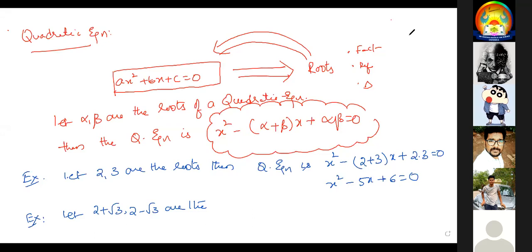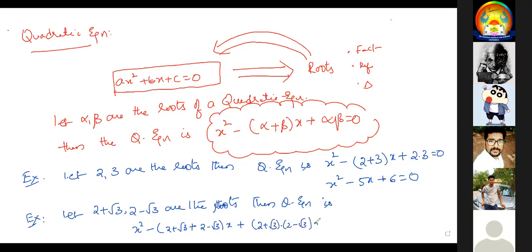So we used to call it irrational roots. I give 2 irrational roots, then the quadratic equation is ready here. Then the quadratic equation is x square minus sum of both the things, (2 plus root 3 plus 2 minus root 3) into x, plus (2 plus root 3) into (2 minus root 3), equal to 0.